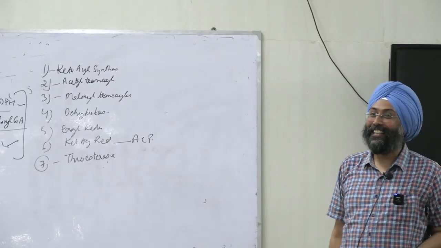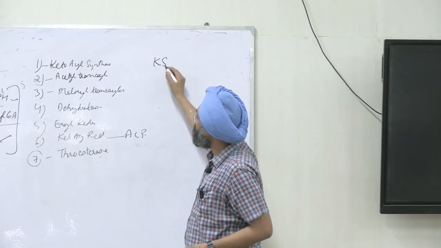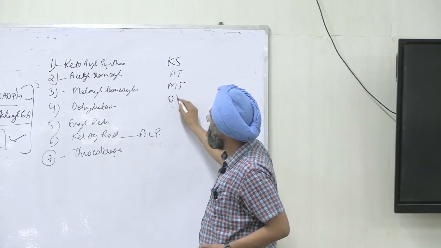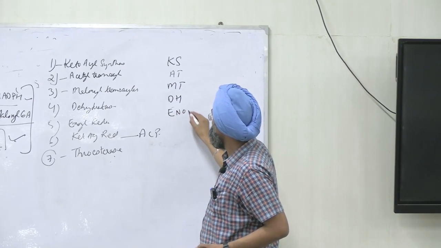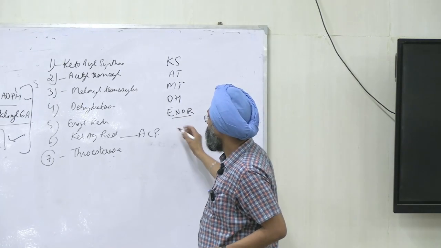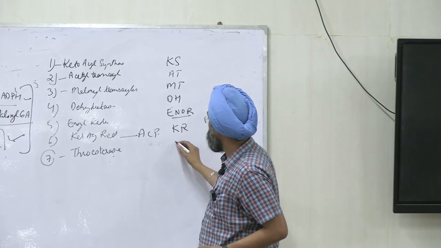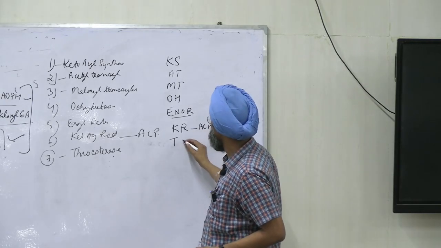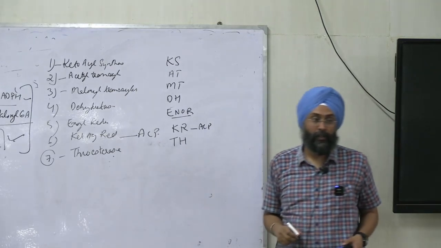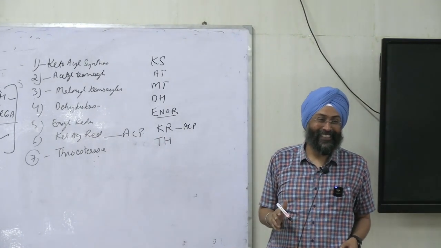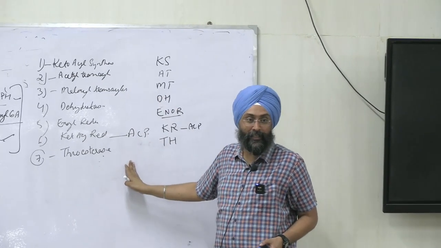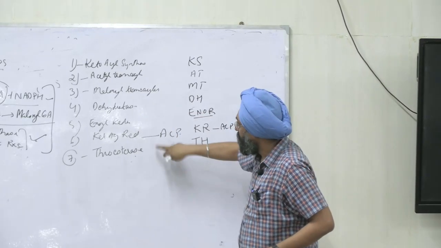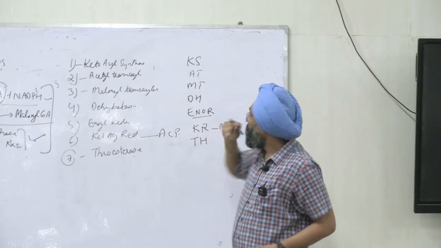These are the 7 enzymes, right? So we use the mnemonic KS, AT, MT, DH, ENOR, and KR and ACP and TH, right? Now make the whole thing, then take a photo, right? So the 7 enzymes are there, 1 to 7, and on the other dimer they are from this side, like this, right? So how will you remember them?